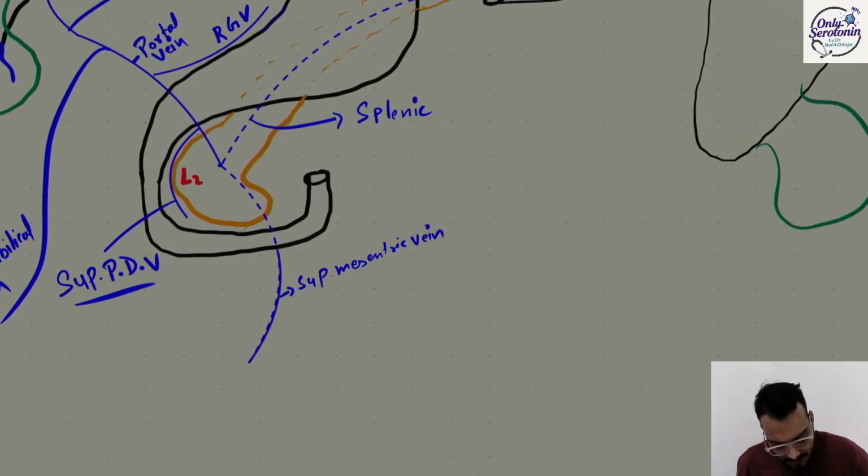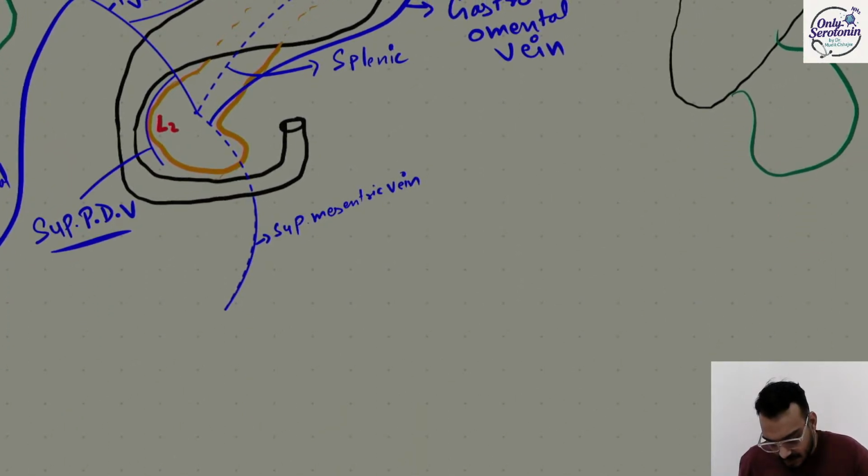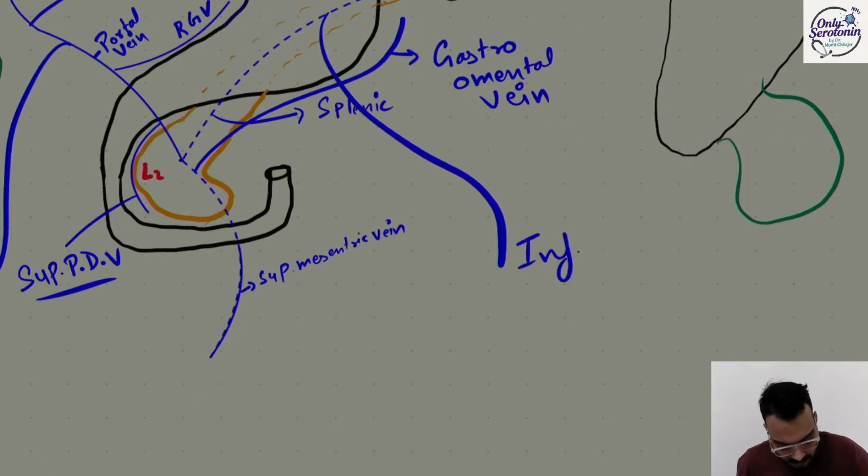This superior mesenteric vein is going to give one branch, and this branch is known as what, guys? This branch is known as the gastroomental vein. Gastroomental vein. What about my splenic vein? The splenic vein is going to attach with my inferior mesenteric vein.